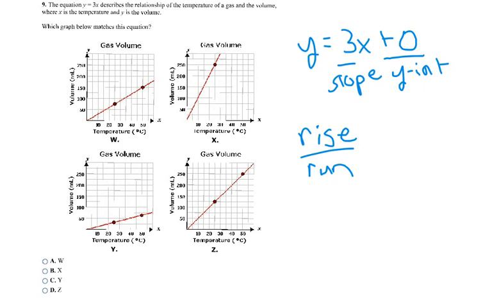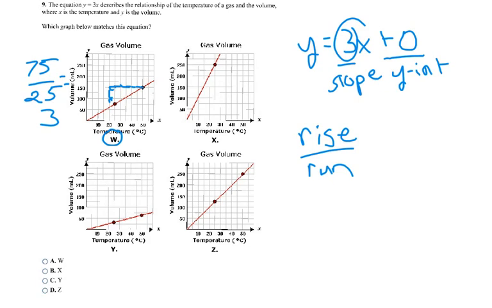So for W, I'm going to count these boxes, and I'm going to count up for my rise first. So 25, 50, 75 is my rise, and then my run is 5, 10, 15, 20, 25. And then I need to simplify that down. 75 over 25 equals 3. And 3 is the slope that I'm looking for. So it looks like W is going to be my answer.